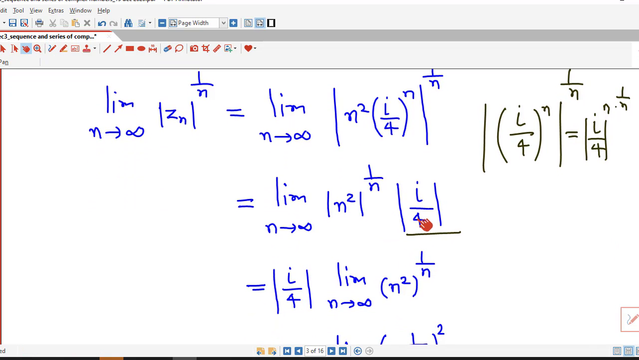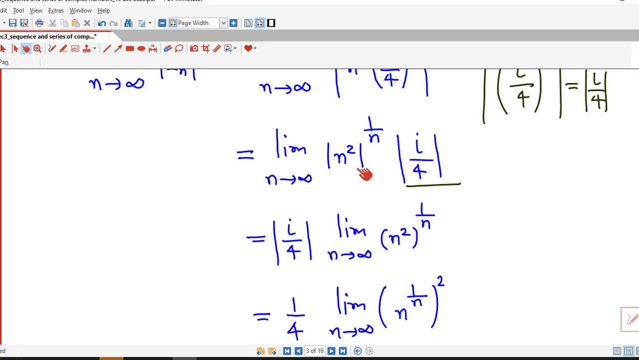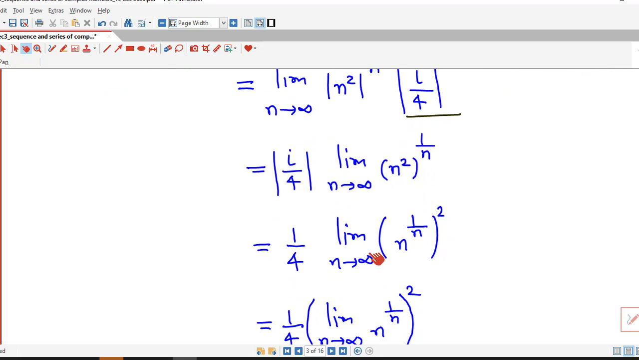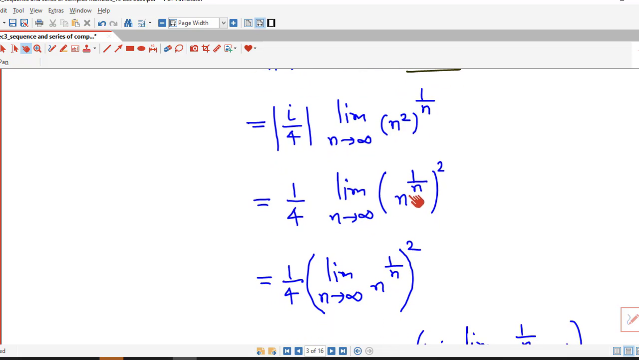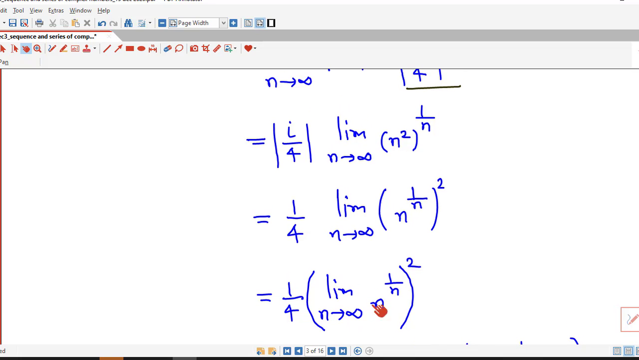Now this is independent of n, so we take it outside limit, and this is limit of absolute value of n square. Absolute value of n square is n square because n is positive integer. So we take absolute value of n square equal to n square. This we rewrite as n to the power 1 by n whole square, and limit of square equal to square of limit of n raised to 1 by n, and this is standard limit. Value of this limit is 1.